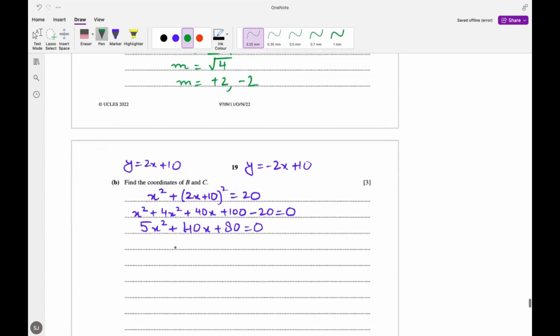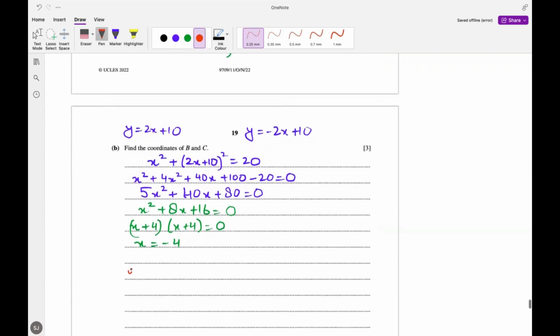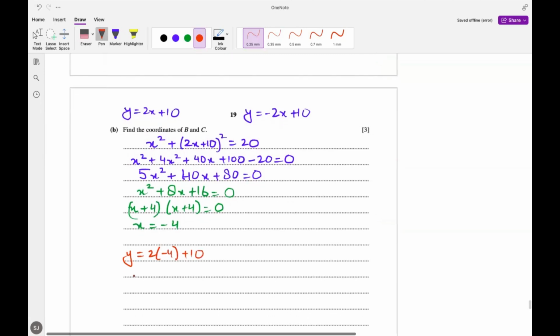We can now use our calculators to find the value of x, or we can simplify this to first write it as x squared plus 8x plus 16. Factorizing this, we'll get (x plus 4)(x plus 4) equals 0. So the value of x will be minus 4. Once we have the value of x, we can substitute this into the first equation where m was positive 2. So y will be 2 times minus 4 plus 10, which is minus 8 plus 10, equal to positive 2.